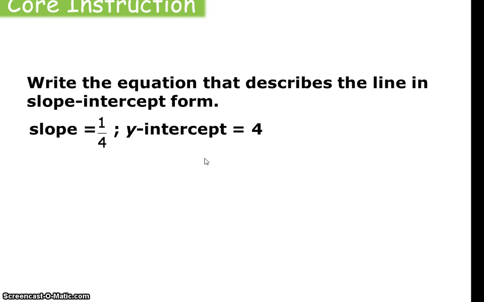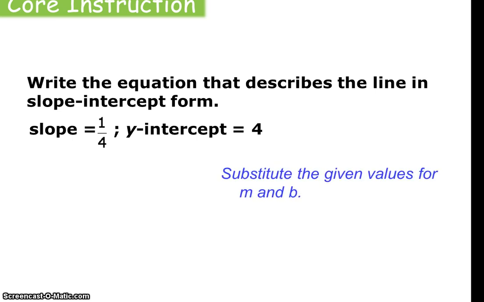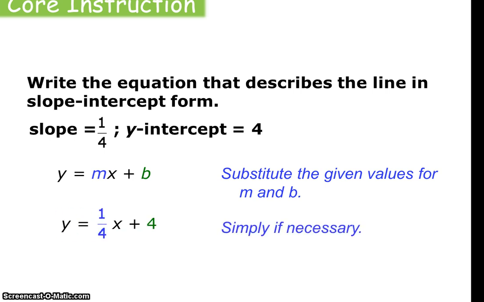Okay, so write an equation that describes the line in slope-intercept form. We're going to put it in y equals mx plus b form. If I tell you the slope is 1/4, you're simply going to sub in 1/4 for m, and the y-intercept is 4, you're going to sub in 4 for b. So an equation with these given dimensions is y equals 1/4 x plus 4. My slope is 1/4 and my y-intercept is 4. Consequently, if I gave you the equation, you should be able to tell me the slope and the y-intercept immediately. But it has to be in that y equals form.